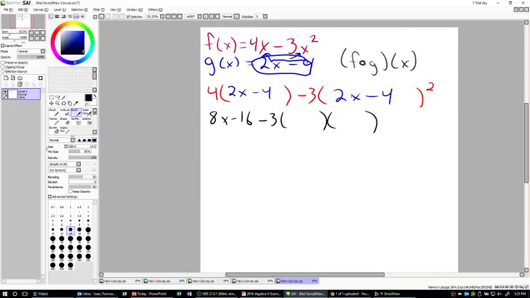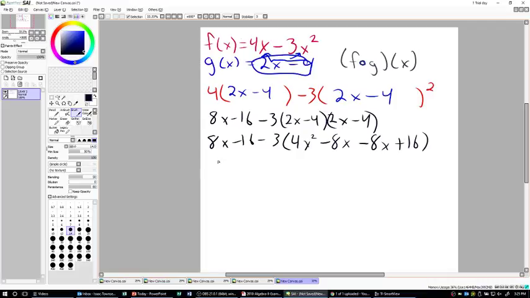Don't fall into the temptation of just squaring the parts. To square something means you're multiplying it by itself twice, so that needs to be distributed out or FOILed. 2x times 2x, 2x times minus 4, negative 4 times 2x, and negative 4 times negative 4. Go ahead and carry the rest of this down.